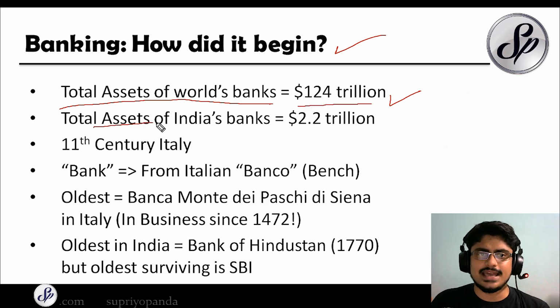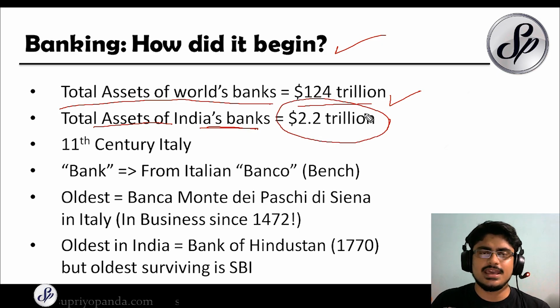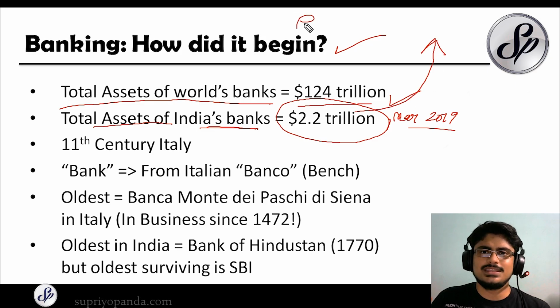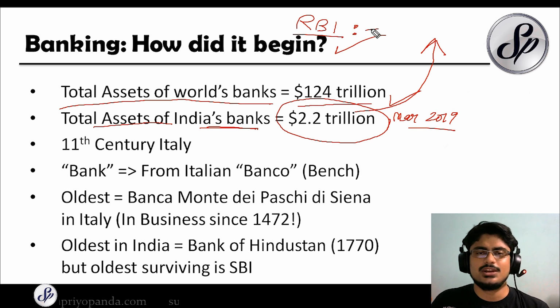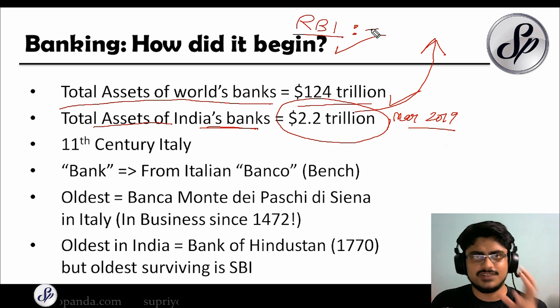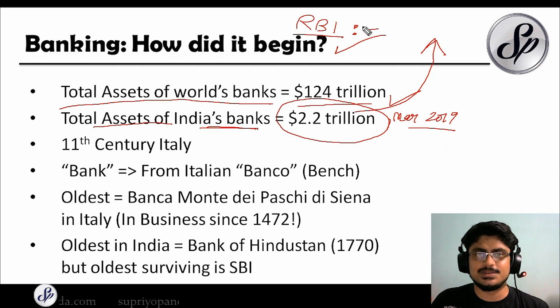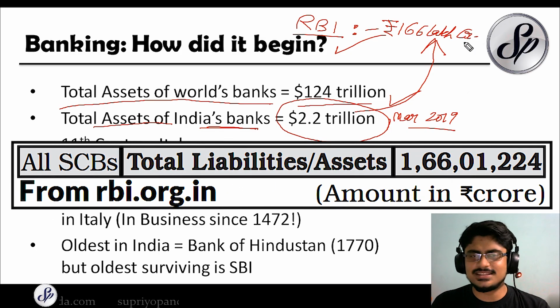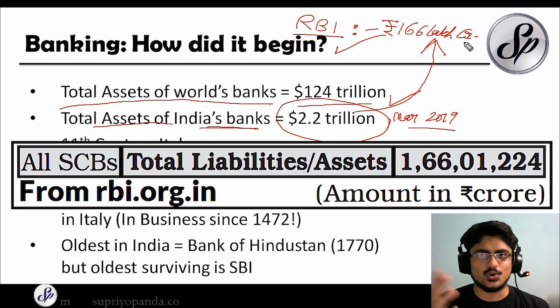And what is the total assets of India's banks? This is also a very important figure. So this is $2.2 trillion as of March 2019. Now you are not going to find this figure anywhere, because I have taken this from the RBI website. RBI has given this figure in rupees, and I have converted it into dollars. So the actual figure released by RBI is rupees 166 lakh crore, or you can say 1.6 crore. So that is the total assets of the Indian banking industry.